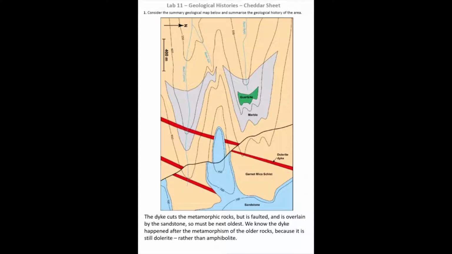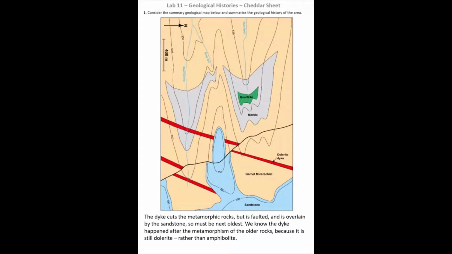The next feature in terms of age has to be the dolerite dike. The dolerite dike cuts the metamorphic rocks, but it's been faulted and it's had sandstone deposited on top of it. So those metamorphic rocks must have existed there already in order for the dike to be intruded, and then the dike must have been there already in order for it to be faulted, and the dike must also have been there and eroded down to form an unconformable surface upon which sandstone was deposited.